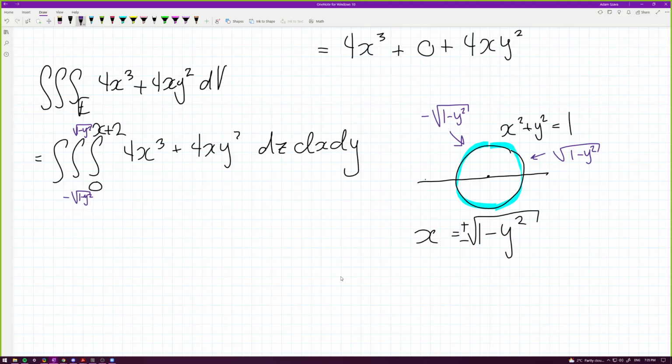And finally, y. If you just look again here, what's the highest and lowest value for y? Well, it's a circle of radius 1, so negative 1 and 1. So it goes between negative 1 and 1. And there we go. Yeah, it's solvable in rectangular, so you could do this.